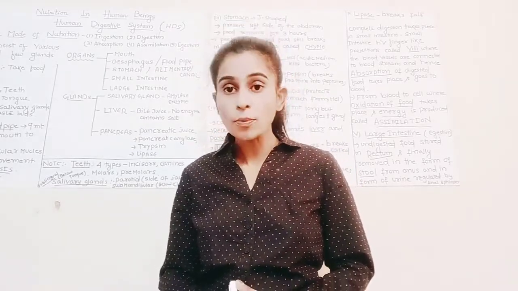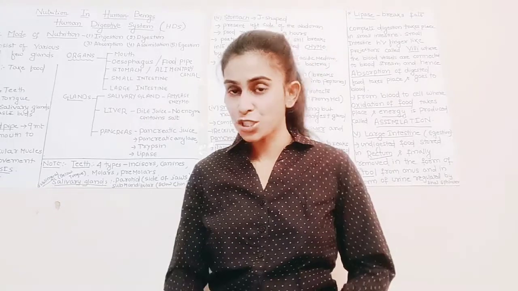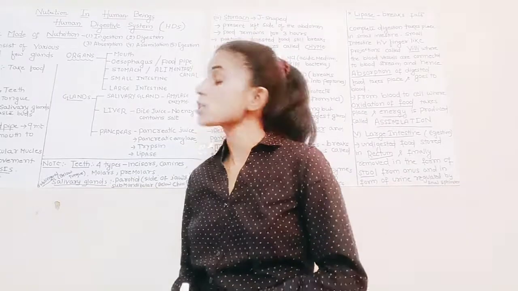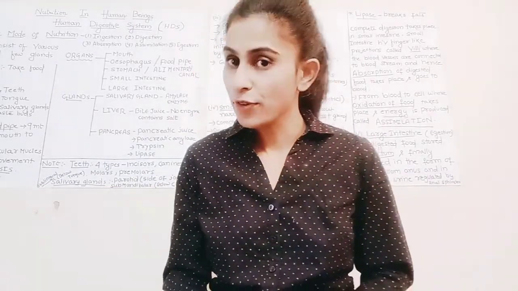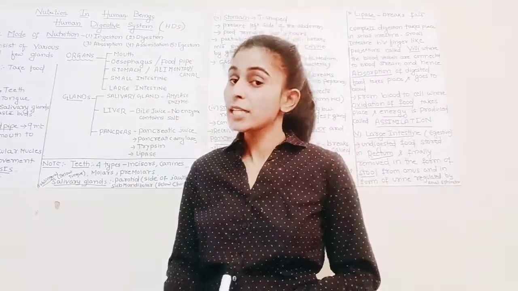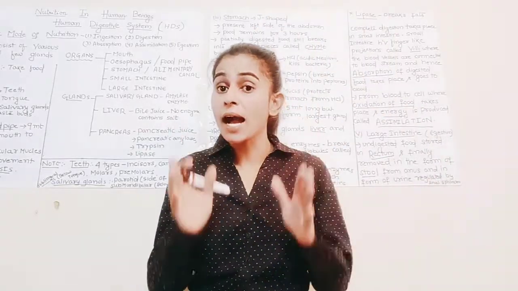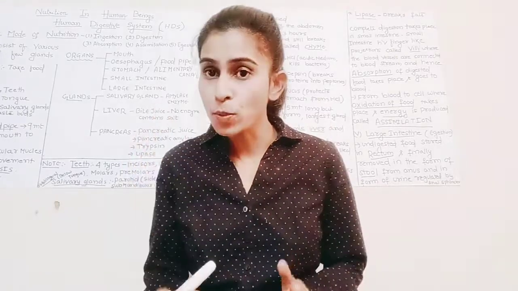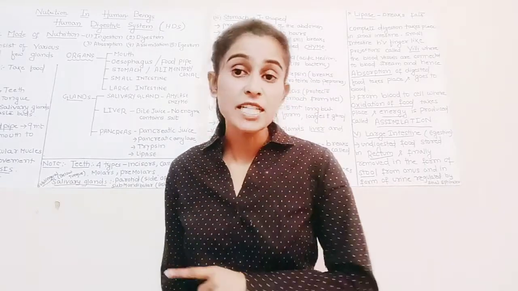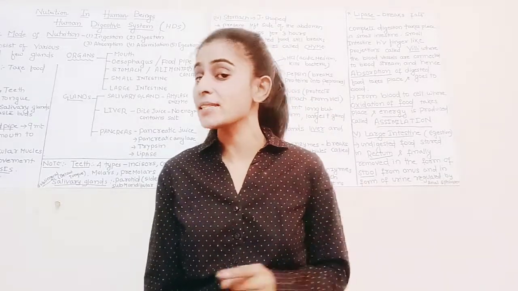Understood, guys, about the mouth? Let's move on to the next organ involved in the digestion process. The second one is your esophagus, or you can also call it the food pipe. Esophagus, spelled O-E-S-O-P-H-A-G-U-S. It's actually a 9-meter long tube which starts from our mouth and ends at the anus.